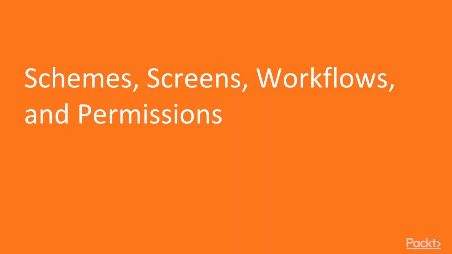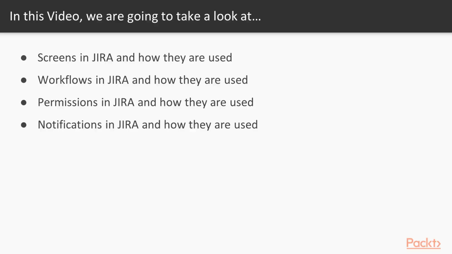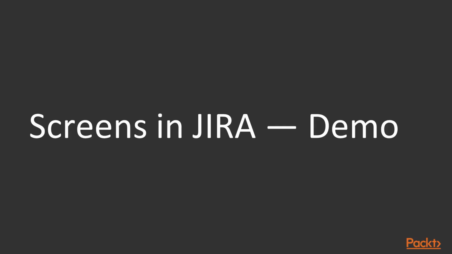Okay, in the last video for section 1, we're going to be talking about the configuration scheme of Jira and how to set up projects in regards to screens, workflows, permissions, and even notifications. We'll talk a little bit about that too. So we're going to learn about screens, workflows, permissions, and notifications. First, let's take a look at screens.